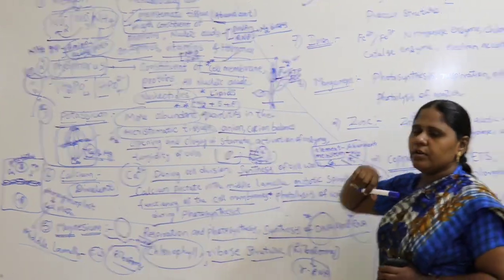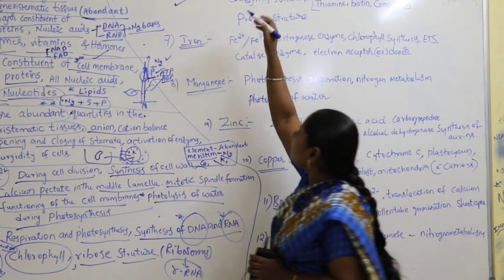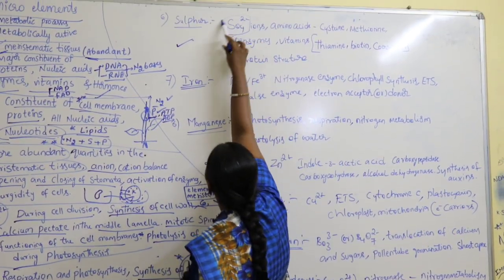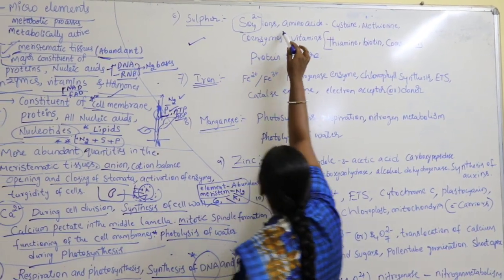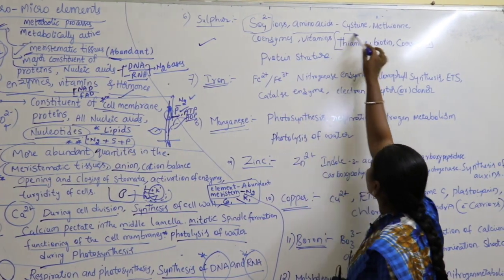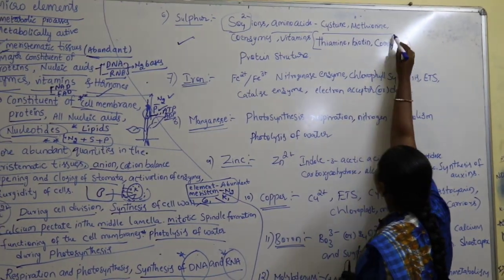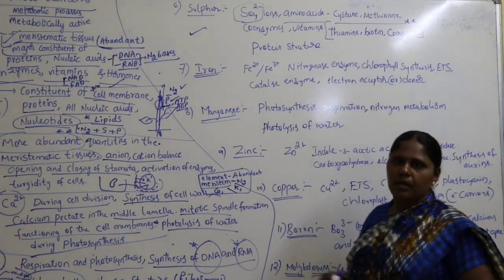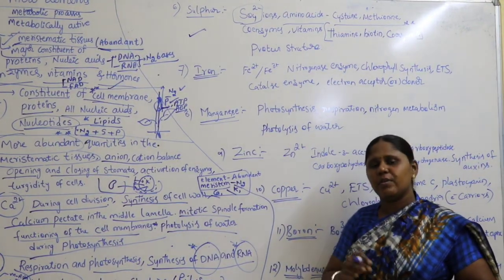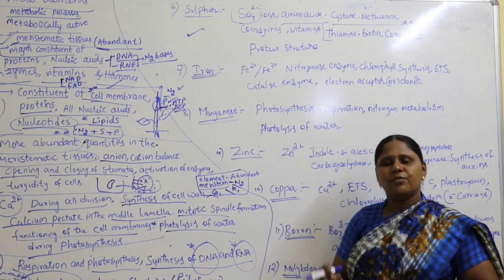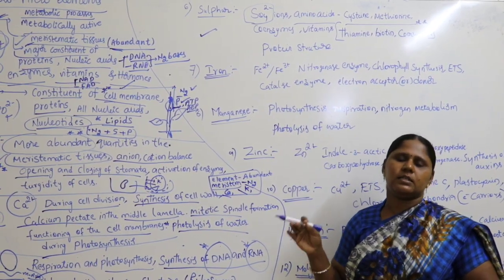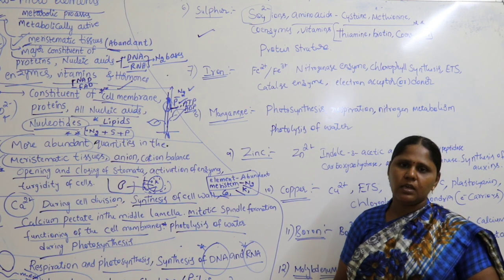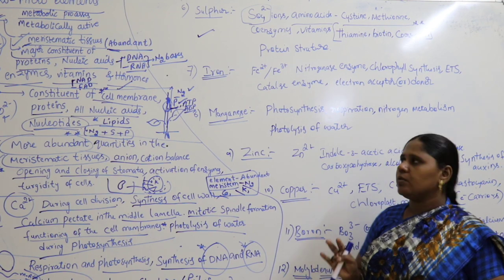Now sulphur, if you look at its available form, is nothing but sulfate, SO4 2 minus. It also plays a very important role in amino acids. Which amino acids? Cysteine and methionine. Guys, in biomolecules also we have a very good question. What is that? The sulfur containing amino acids, we have two. What are they? Cysteine and methionine.